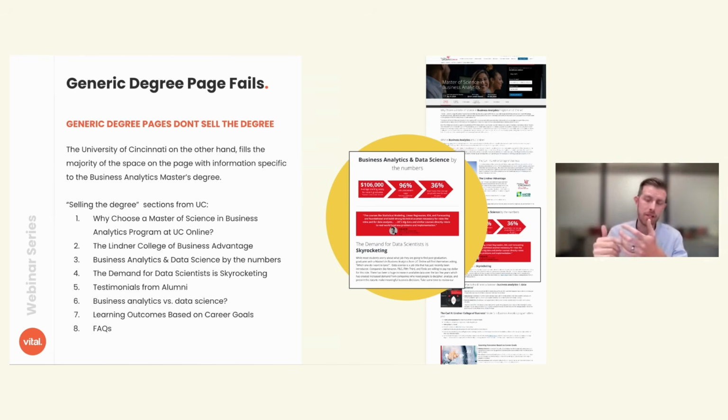So they're talking about average salary, employment rates, those sorts of things with that specific degree. They're doing the demand for data scientists is skyrocketing, so they're talking about the demand for the career you get with that degree. Afterwards, they have testimonials from alumni who got that degree. They have a "let's compare two degree types: is it business analytics or should you get data science?" Learning outcomes based on that degree and even FAQs.